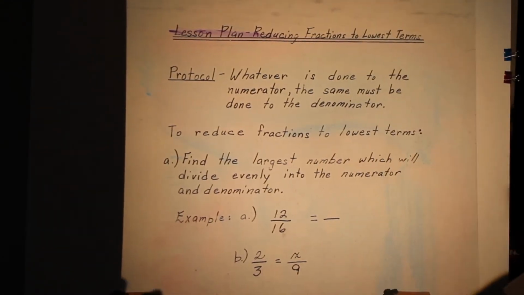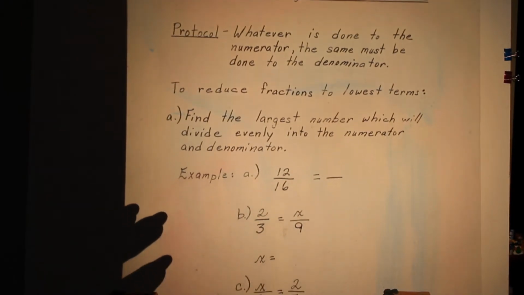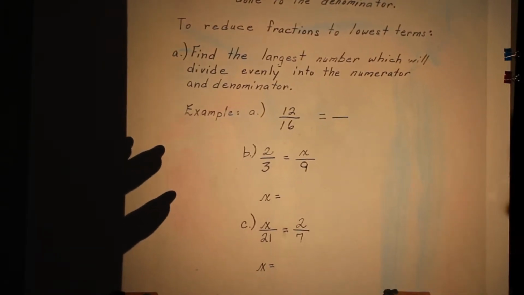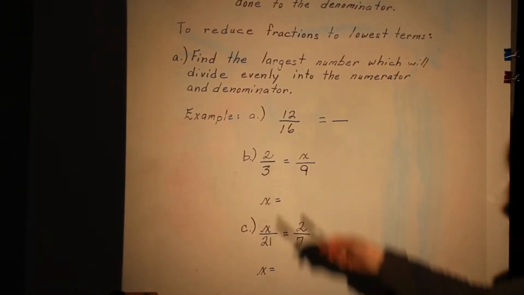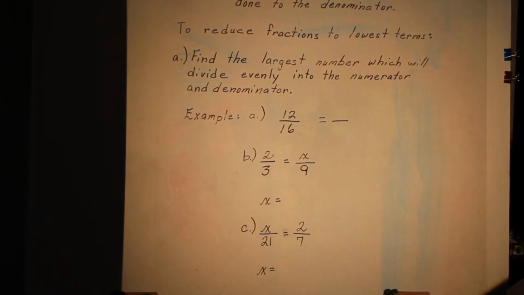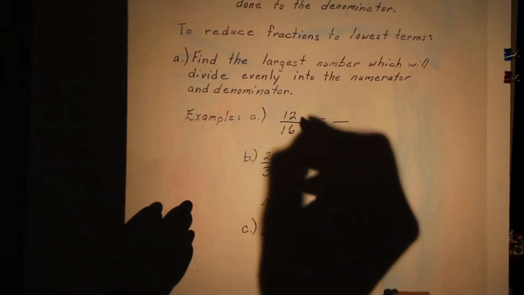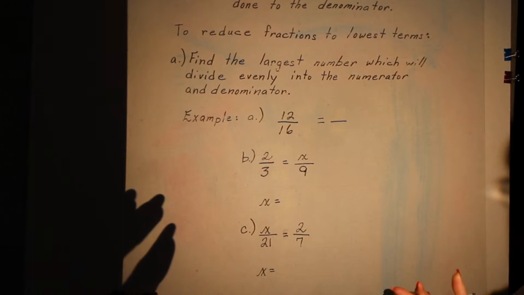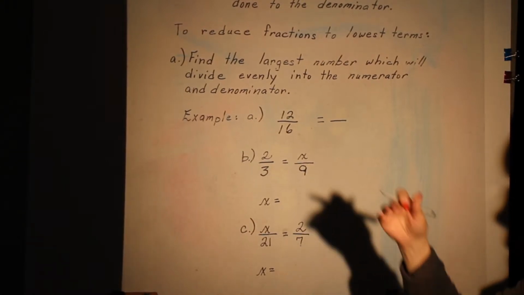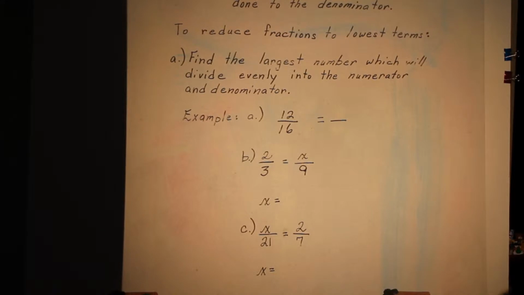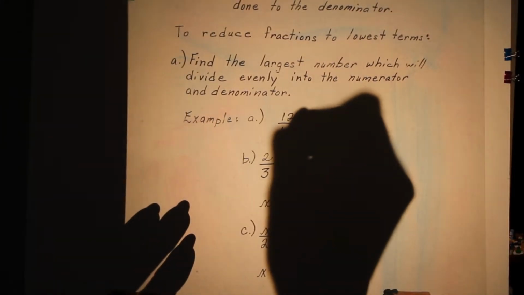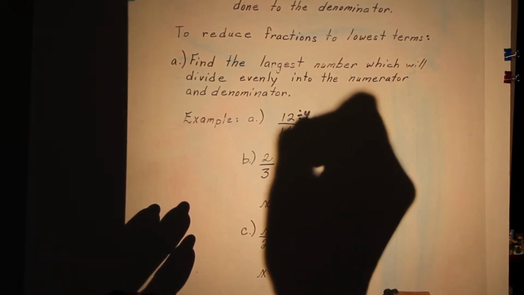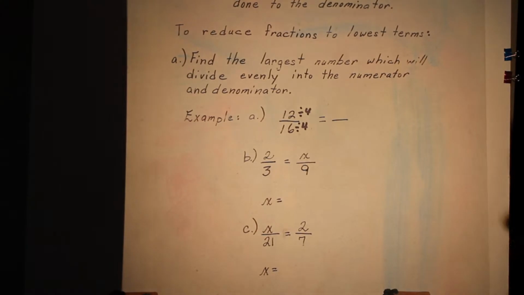So, looking at our examples, I'm going to move this up. We have example A, 12 over 16. We need the largest number that will divide into the numerator and denominator. It has to be the same number. So this is where you get that fraction equivalent of 1 again. So we're going to divide by 4. It's the largest number that'll go into top and bottom evenly.